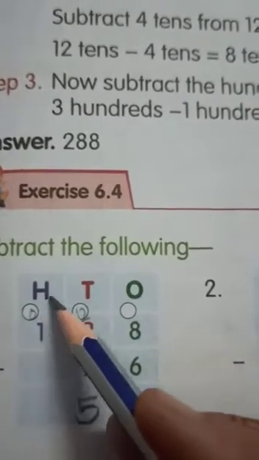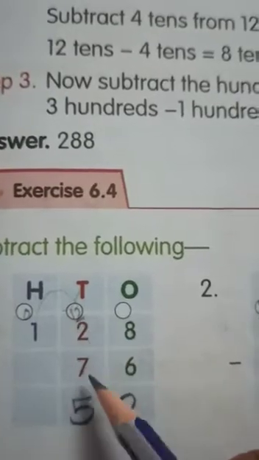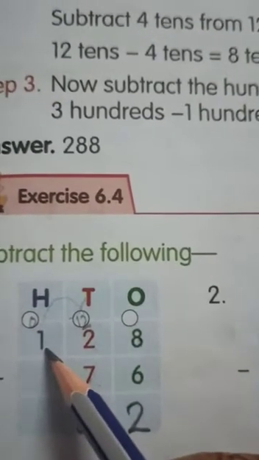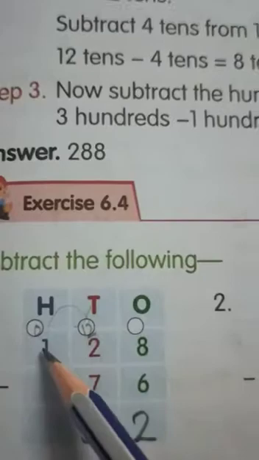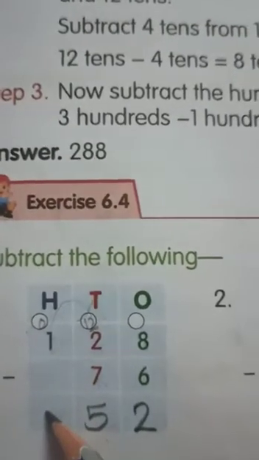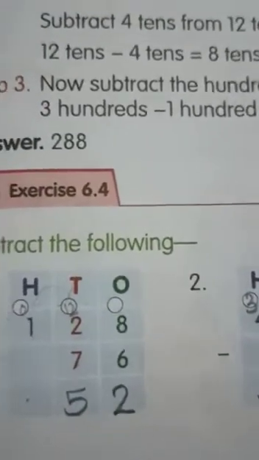So take 10 from the hundreds place. 12 minus 7 is 5. So after giving 10 to the tens, this will become 0. So don't write anything here. So the difference here is 52.